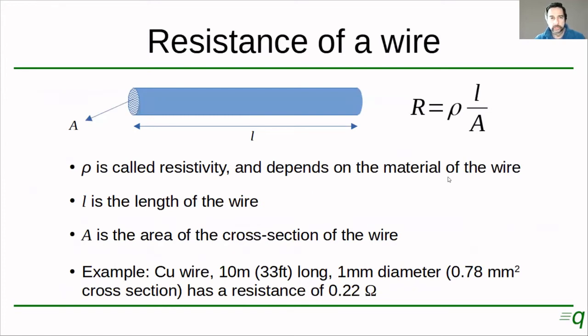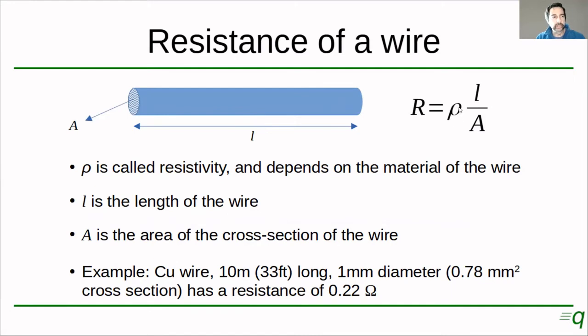So if we want to dig a bit deeper into the factors that affect resistance, let's consider this piece of wire. This is a piece of wire of length L and the area of the cross section is A. The resistance is going to be rho times L over A. You don't have to memorize this at all, but this is just to understand the factors that affect resistance.